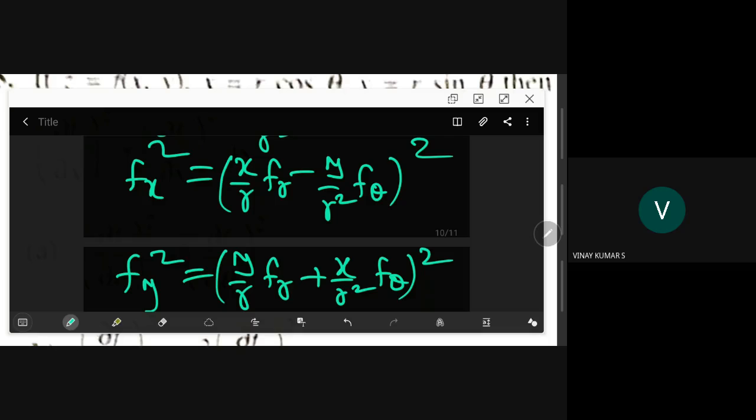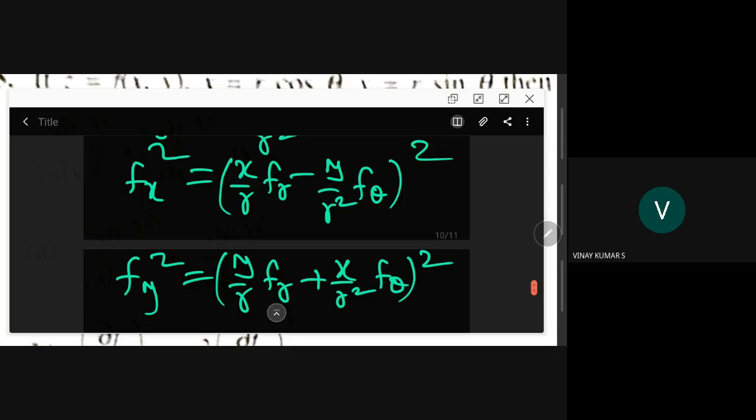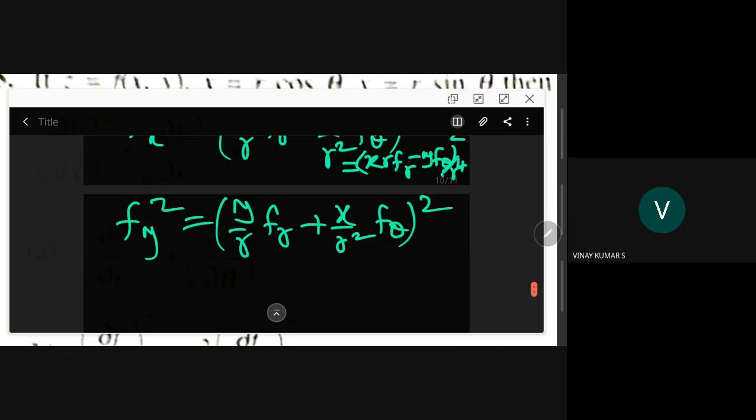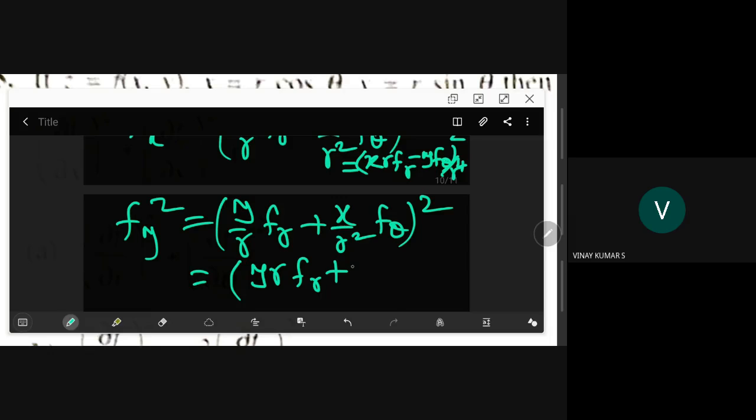Here x by r is cos theta. Further we can write this, taking r square common, as (xr fr minus y f theta) whole square by r power 4, and this is equal to (yr fr plus x f theta) whole square by r power 4.